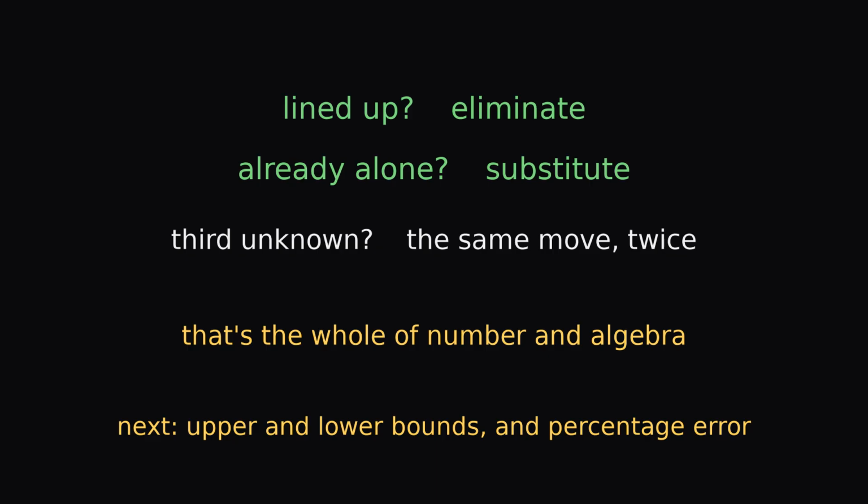Elimination, when something's already lined up. Substitution, when something's already alone. And the same moves twice when there's a third unknown. That's the last video in number and algebra. Next one is upper and lower bounds and percentage error.